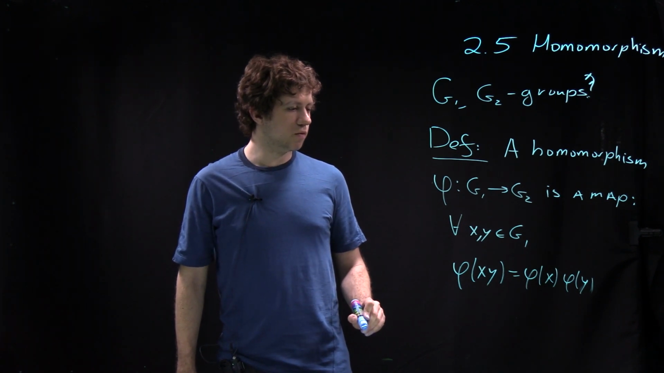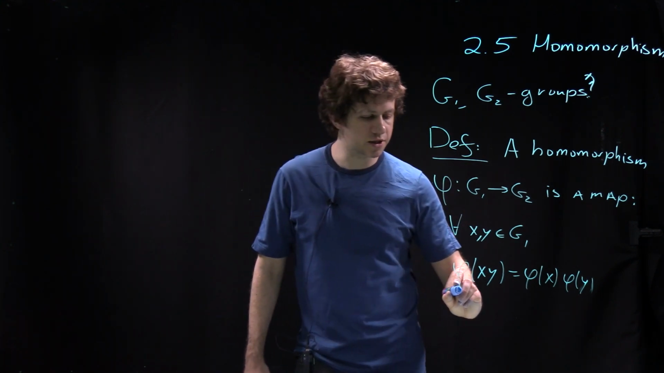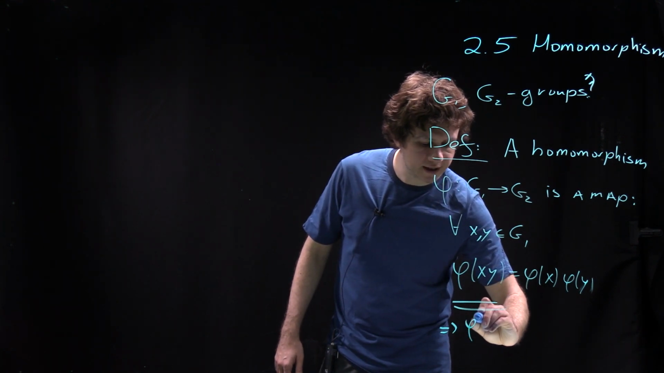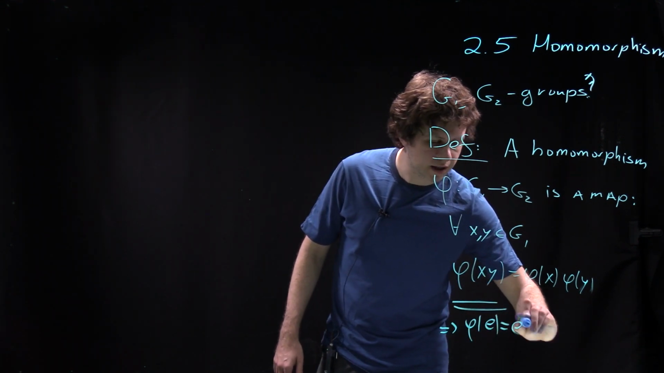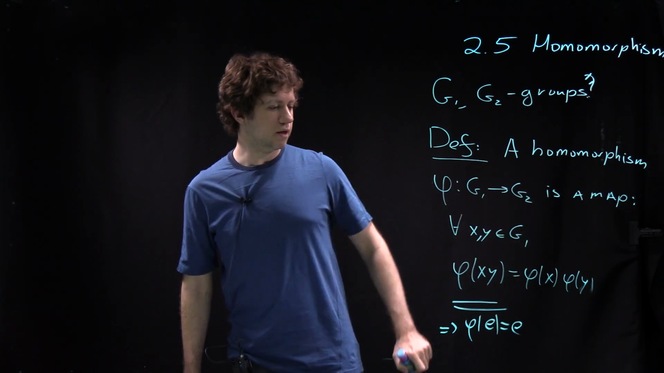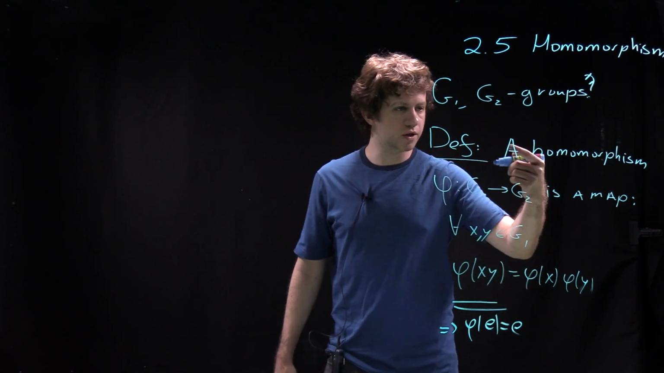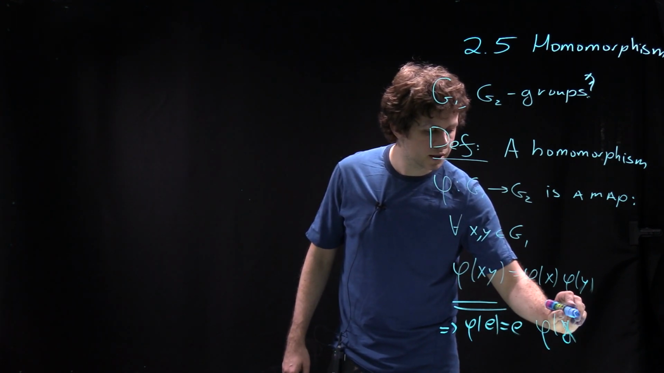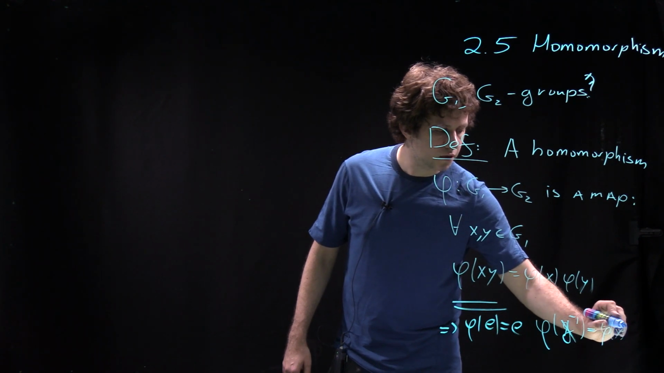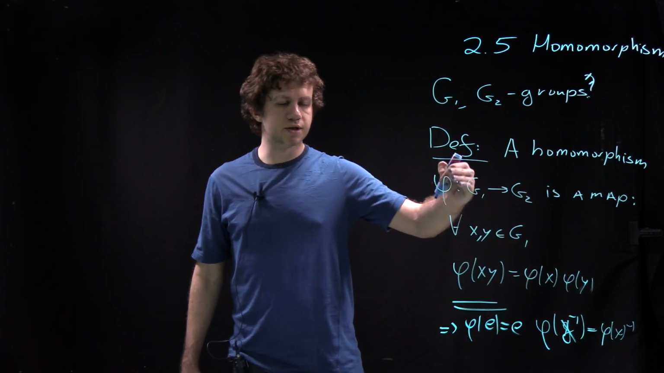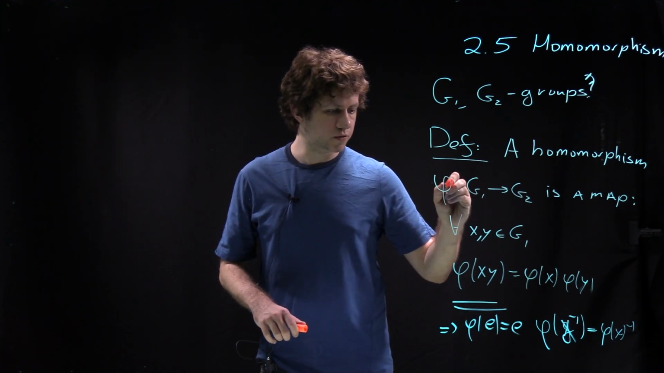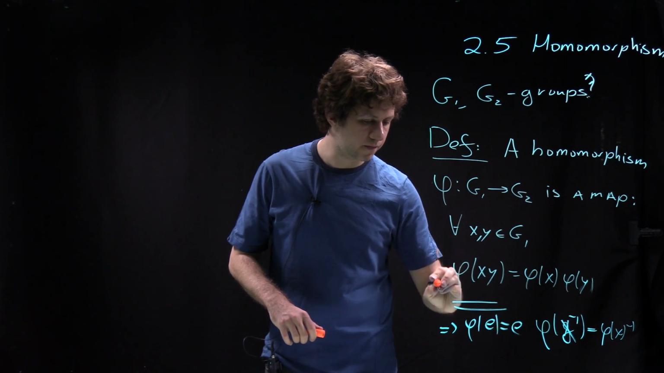As in the case of isomorphism, it's really easy to see that then phi of the identity will be the identity, because you can plug in x equal to y equal to identity and cancel phi of E since you're in the group G2. And phi of x inverse is phi of x inverse. I don't write these as requirements in the definition, but they just follow. So this is the major formula.